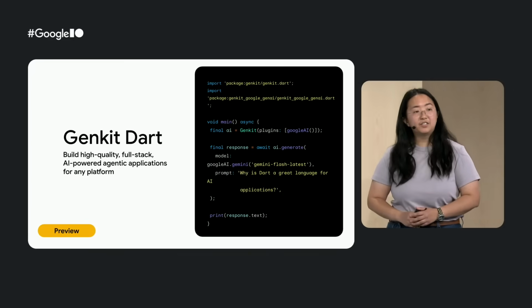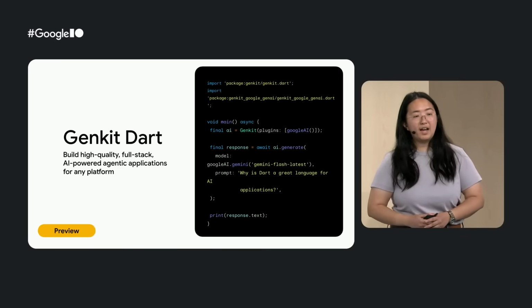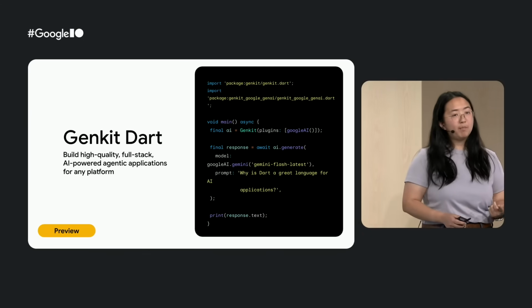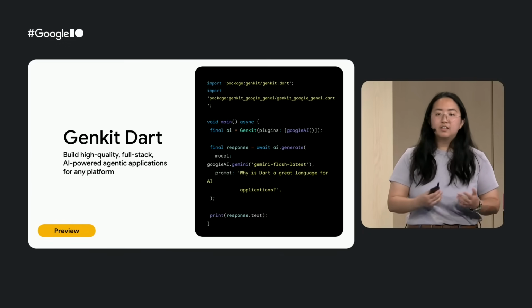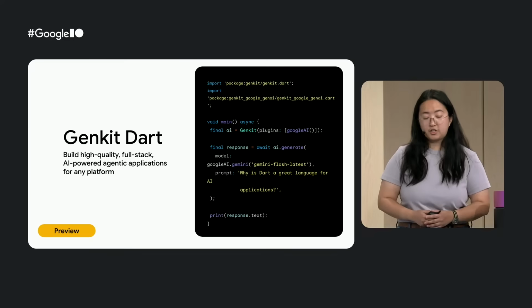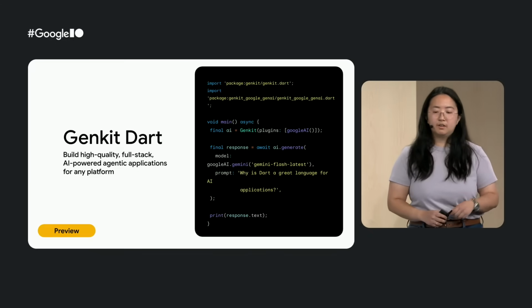We're also excited to announce the preview launch of GenKit Dart, an open-source framework for building full-stack, AI-powered, and agentic apps. It has a model-agnostic API that supports a variety of providers like Google, Anthropic, and OpenAI. It includes everything that you need to go from prototype to production, including type-safe structured output, tool calling, multi-turn conversations, and built-in observability.